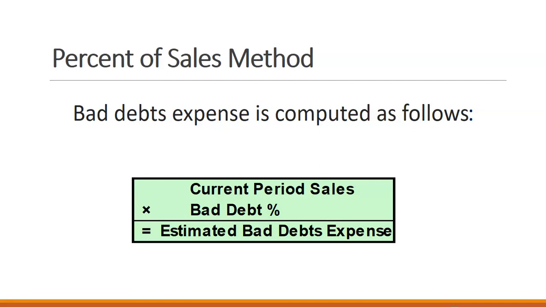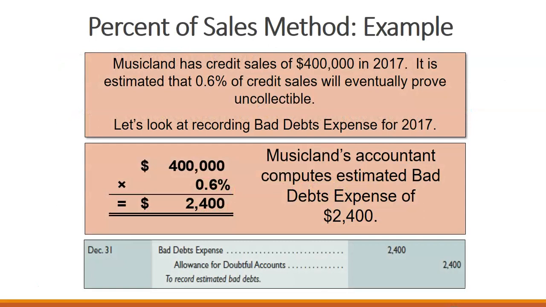Under the percent of sales method, our bad debt expense is computed as a percentage of that period's sales. So in this example, we estimate that 0.6% of credit sales are eventually uncollectible. So if we have credit sales of $400,000, we take that $400,000 times 0.6% and get a bad debts expense of $2,400. So we have bad debt expense of $2,400 and our allowance for doubtful accounts for $2,400.